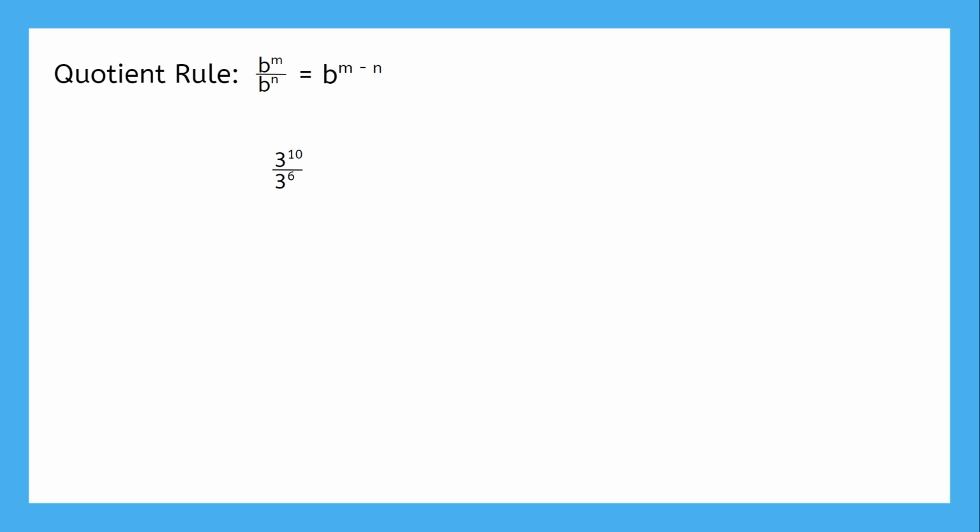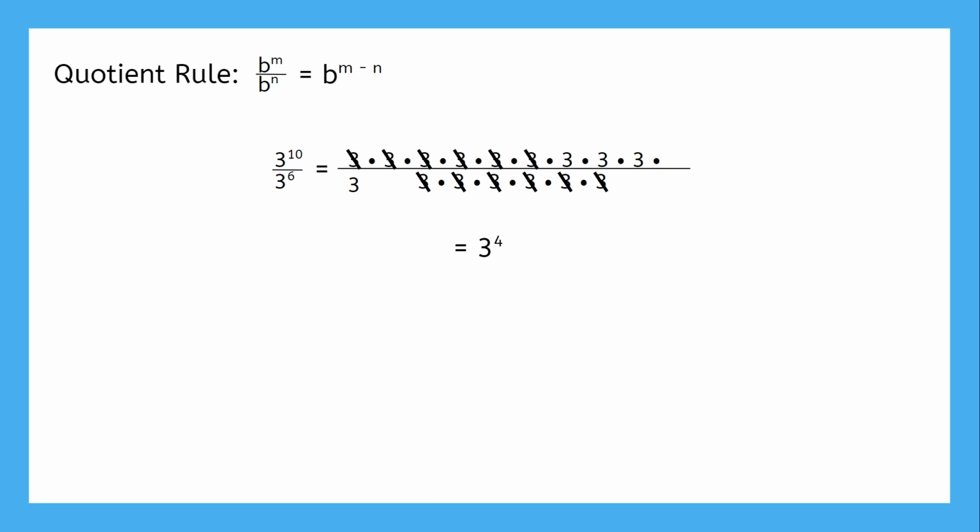Here's how that works. 3 to the 10th power is the same as 10 3's being multiplied, divided by 6 more 3's. Multiplying and dividing are inverse operations that cancel each other out. So multiplying by 3 and dividing by 3 cancels both 3's out. This will happen as many times as possible, or as many times as there are both multiplication and division. In the end, only 4 3's are remaining, 3 to the 4th power, the same as subtracting the exponents 10 minus 6.